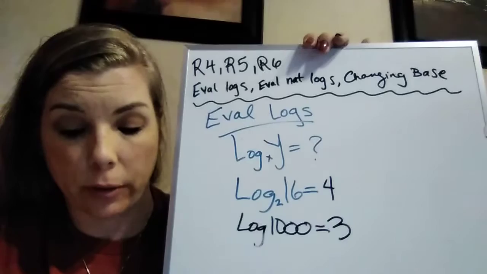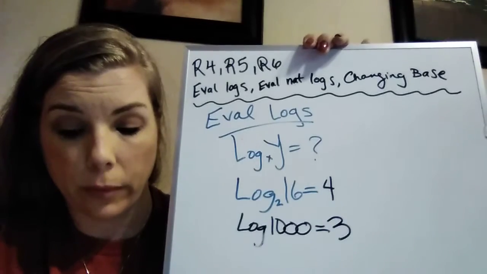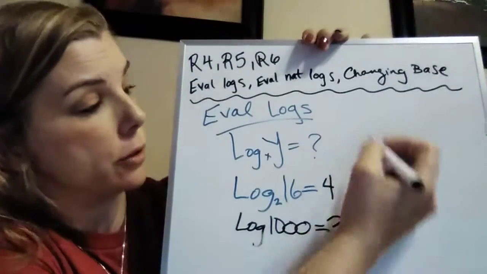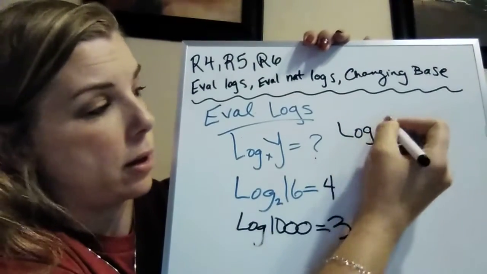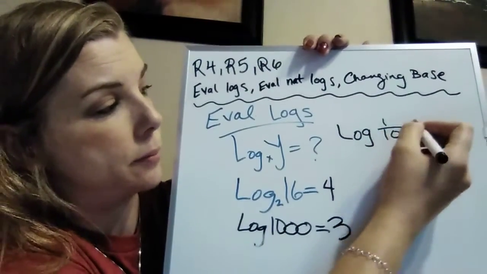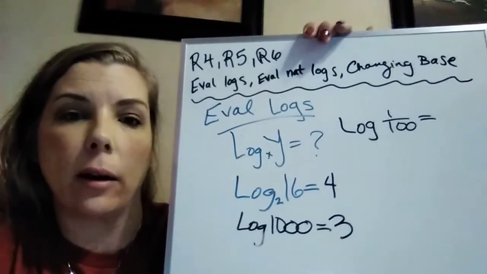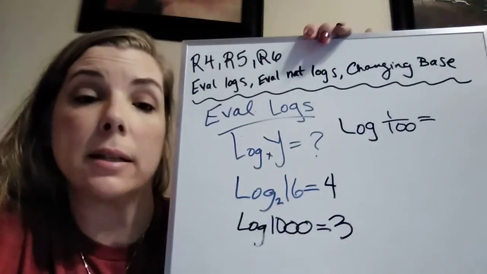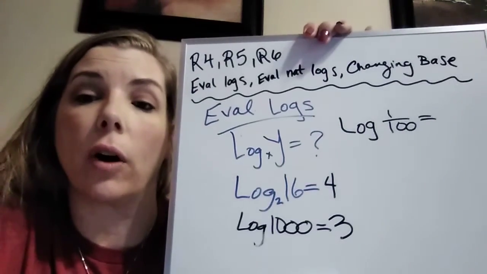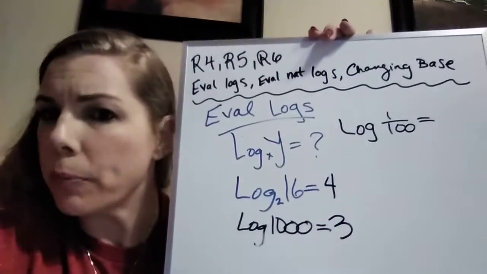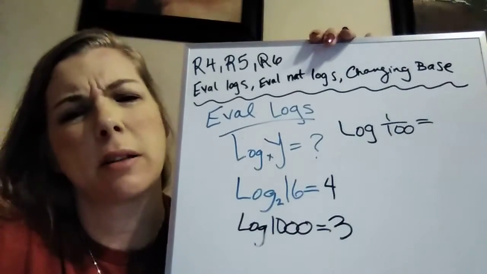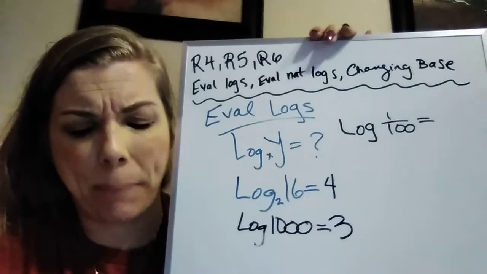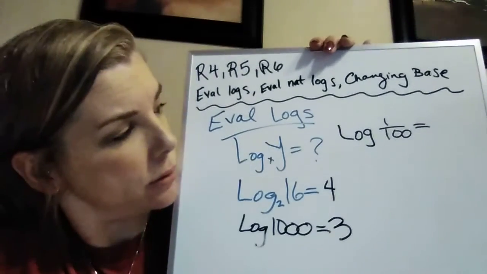Okay, let's try another one. Let me get my examples going here. They do get tricky. They are going to throw fractions at you. So you're going to see log of 1 over 100. Now remember, if there's no x value, that is determined to be 10. 10 to the power of what is 1 over 100? Well, it's throwing me off because it's a fraction. I know 10 to the power of 2 is 100.